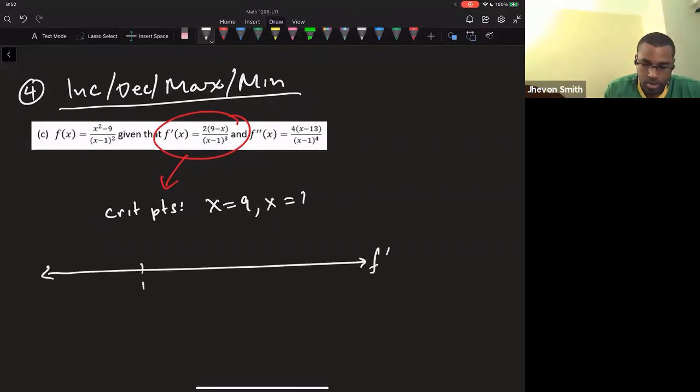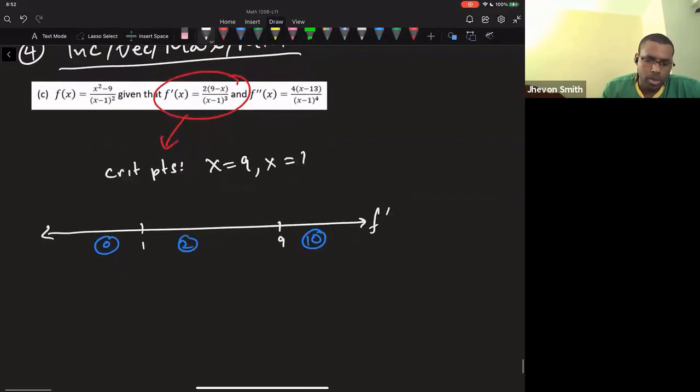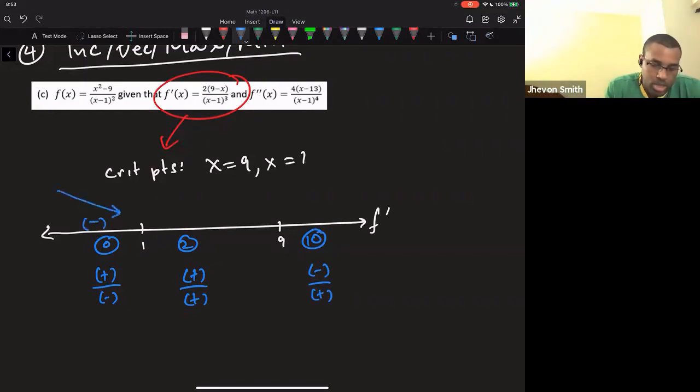Plug that into the first derivative. Pick a random number: 0, 2, 10. If I plug 0 into the first derivative for x, I would get a positive number on top and a -1 on the bottom. If I plug in 2 for x, I would get a positive number on top and a positive number on the bottom. If I plug in 10 for x, I would get a negative number on top and a positive number on the bottom. So here this is negative, which means decreasing.